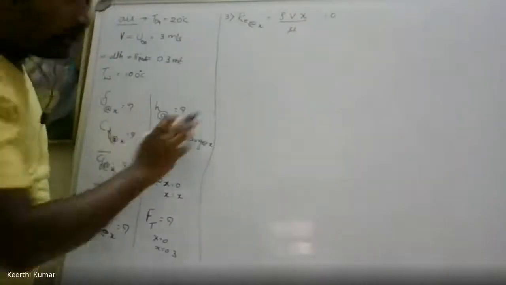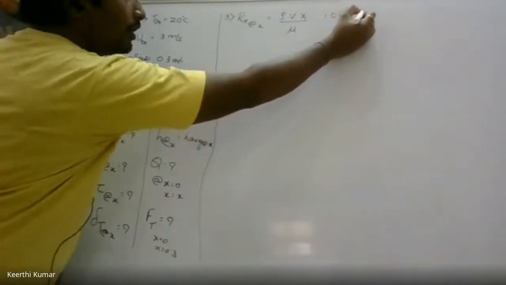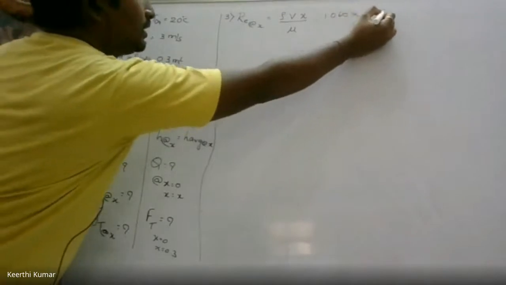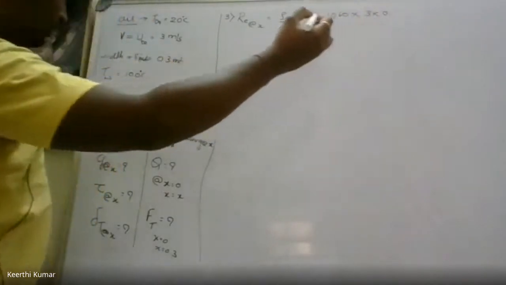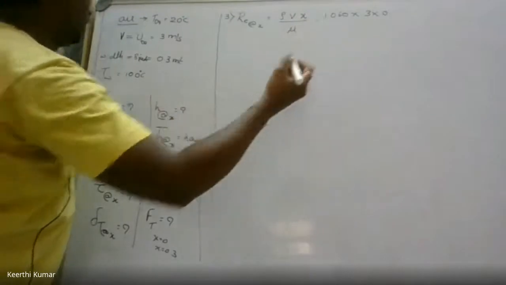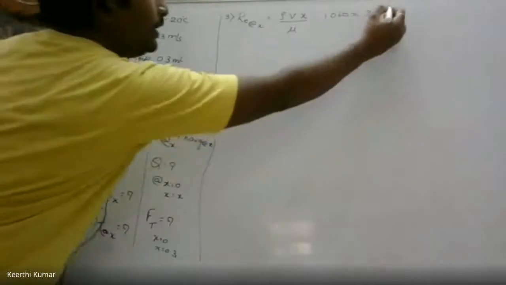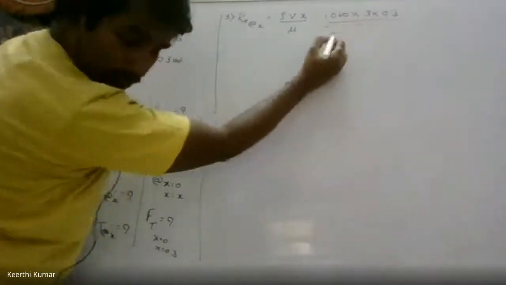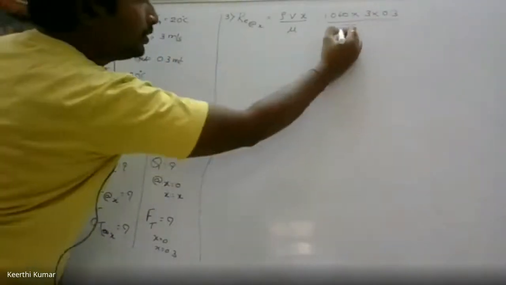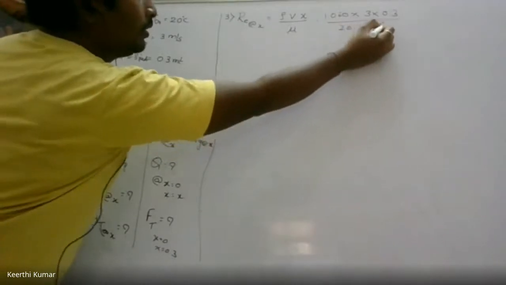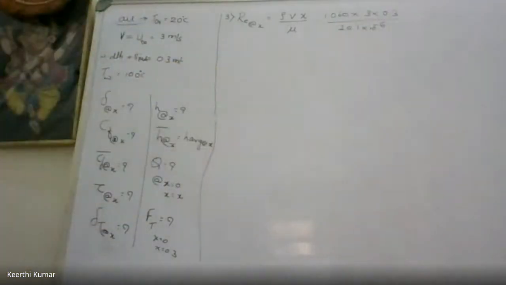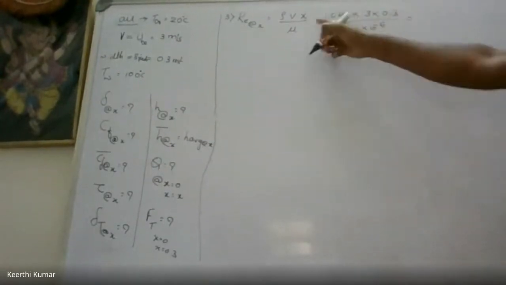So what is the rho we got right now? 1.060, into velocity 3, into x. What is the x value? 0.3. Divided by mu, which is 20.10 into 10 to the power of minus 6. If I calculate everything, I'll get the value of Reynolds number at location x. How much is it?